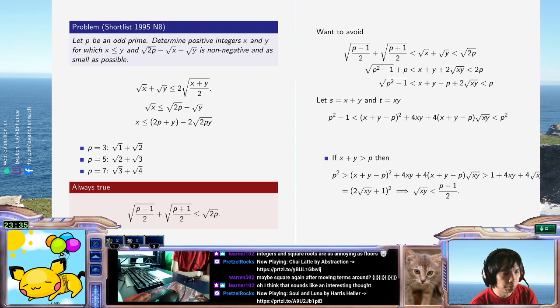So if x plus y is greater than p, but it could be the case like x plus y. What about the other case? If x plus y is strictly less than p, can I get a bound the other way? I'm gonna give this a name. Let's call this capital A or something.